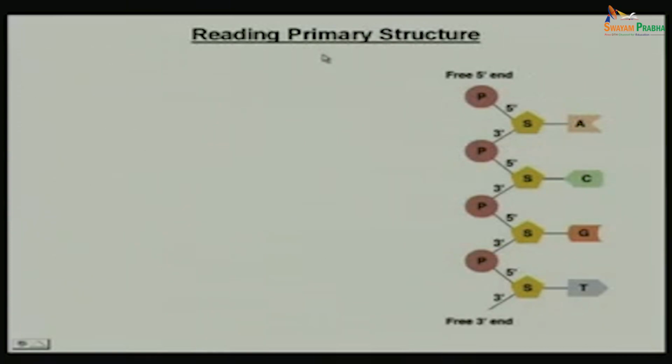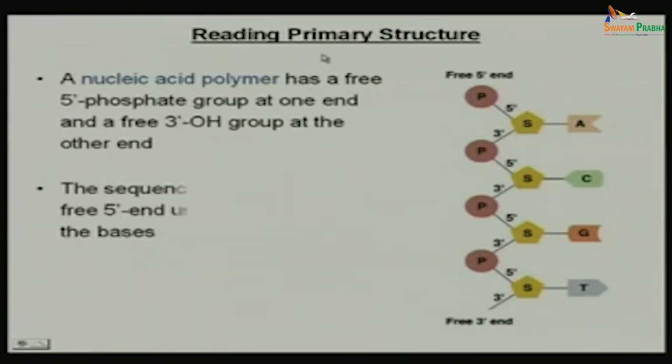I think if I show you in a little more elaborate way, say this is the sugar moiety, this is the third carbon, this is the fifth carbon of the sugar, and the first carbon holds the nitrogenous base. To this fifth carbon, a phosphate group is attached.